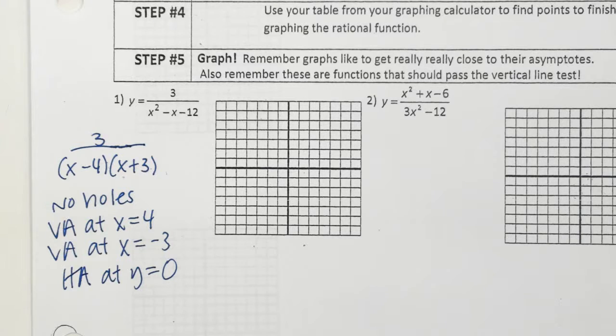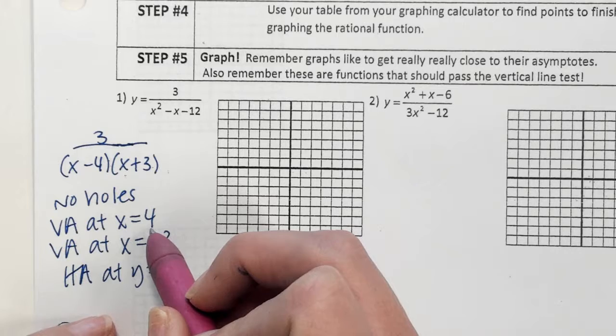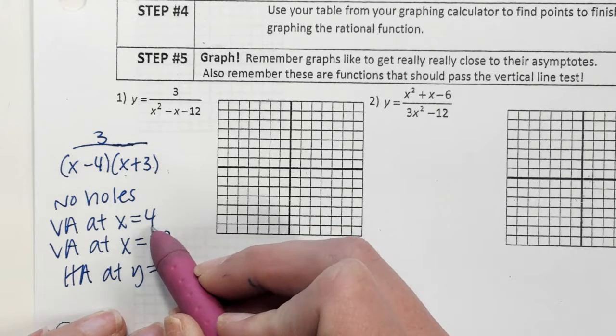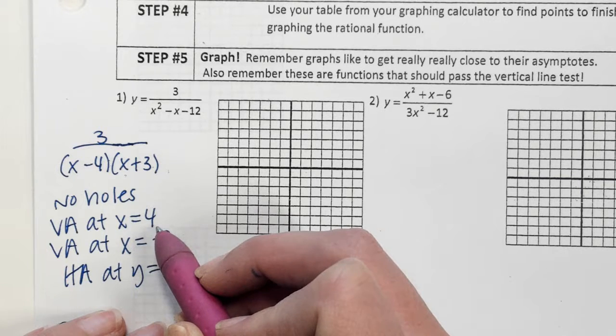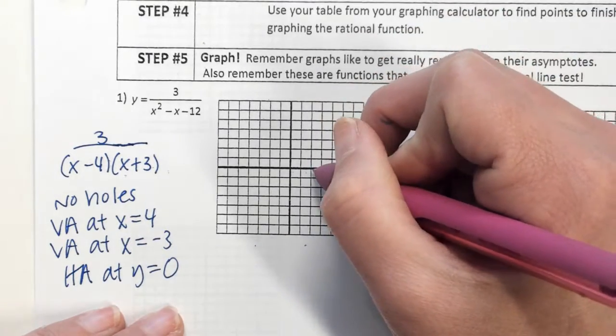Alright, now we get to graph. Okay? The first thing you're going to do is draw your asymptotes and your holes if you have any. We don't have any holes. Alright, VA stands for what? Vertical asymptote. And x equals 4 is what kind of line? Vertical line. Good. And the 4s are what? If I was going to graph this, where would I put this 4 at? Good. So we go over 1, 2, 3, 4.